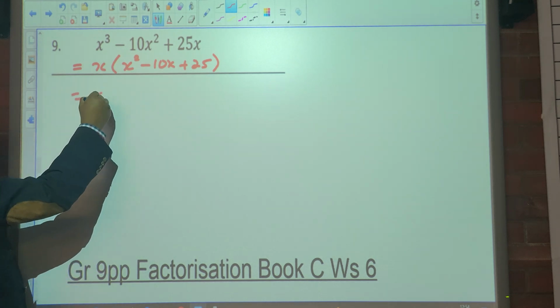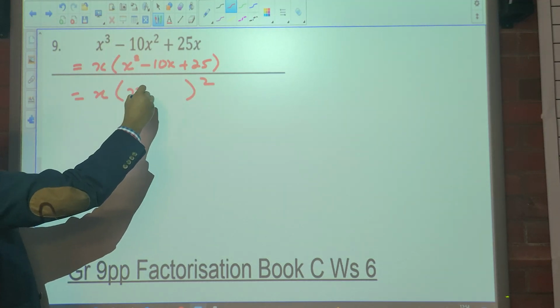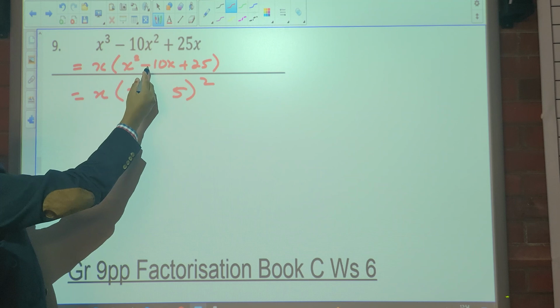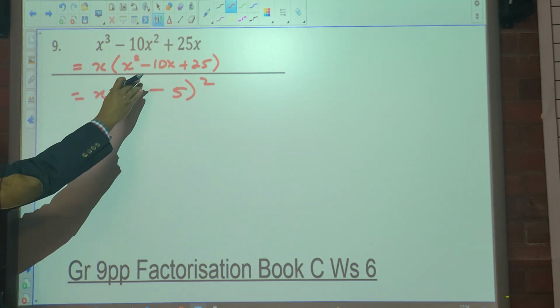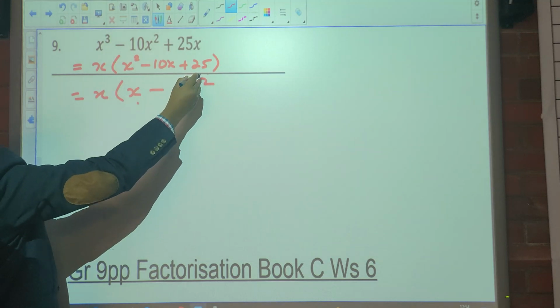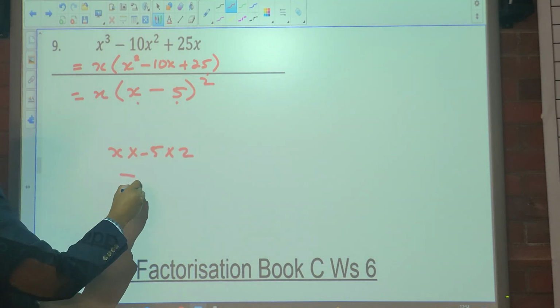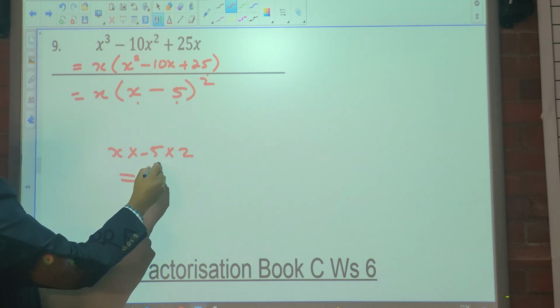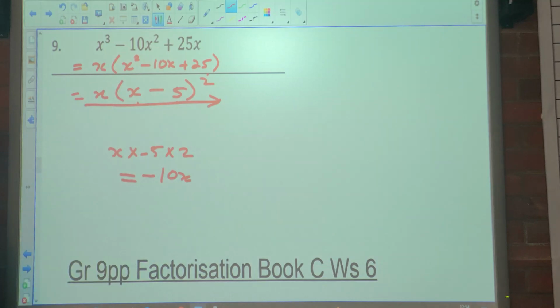So let's check. What's the square root of x squared? X. What's the square root of 25? 5. The middle term is negative. So let's check if you're going to get negative 10x. It's the first term times the second term times 2. So it's x times negative 5 is negative 5x, times 2, negative 10x, which is correct, which makes that a perfect square trinomial.